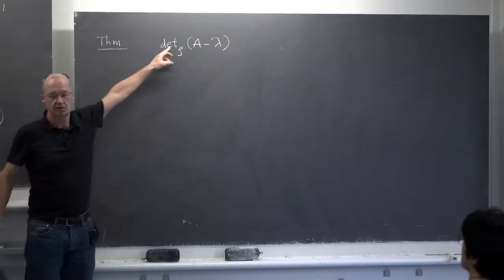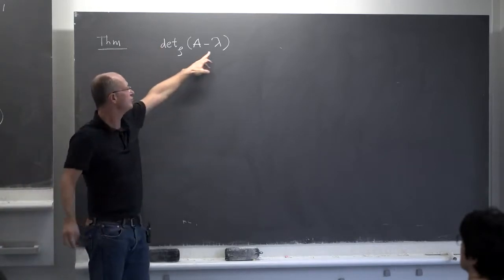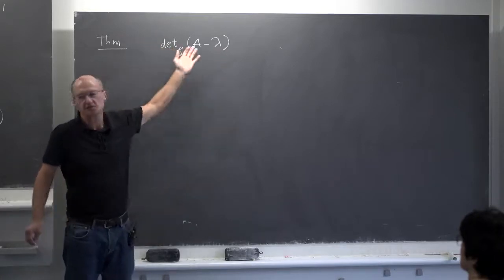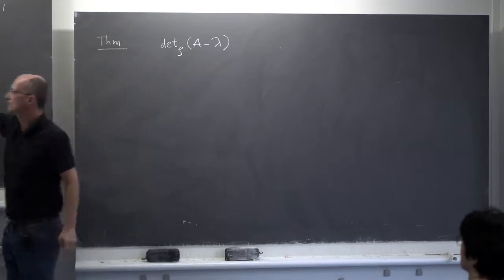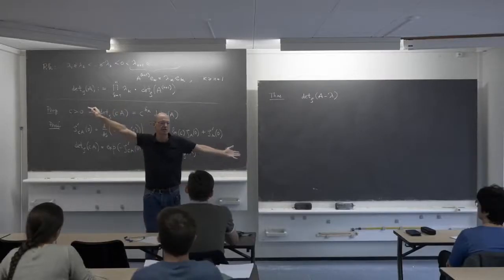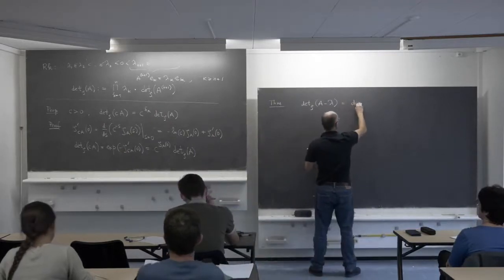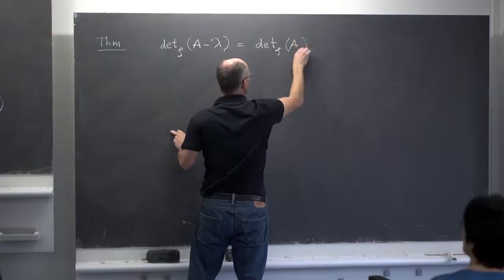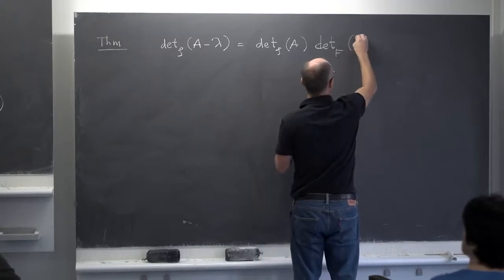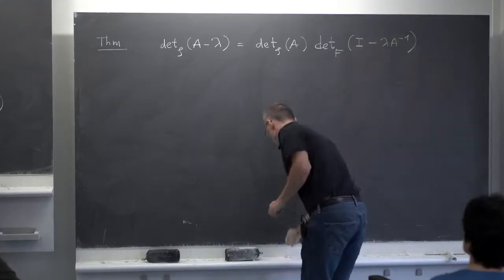So we're going to look at the characteristic determinant, A minus lambda, zeta regularized. Of course, we now assume that lambda is not an eigenvalue, even though it's relatively easy to extend the definition. If one of the lambdas is 0, the determinant is 0. So it is equal to the zeta regularized determinant of A times the Fredholm determinant of 1 minus lambda A inverse.